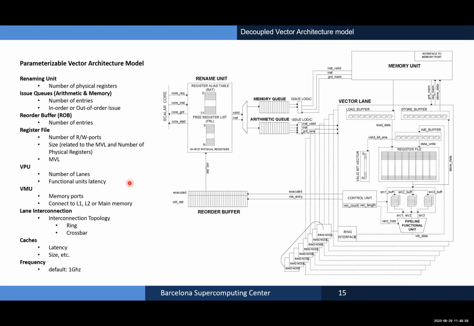We can connect to L1, or sometimes in vector architectures you bypass the L1 and connect directly to L2 or main memory. You can also change the lane interconnection topology. You can define it to be a ring or crossbar or any others. And also the caches can be set, as well as the frequency. So it's quite flexible to model these decoupled vector architectures, I would say. Next slide.